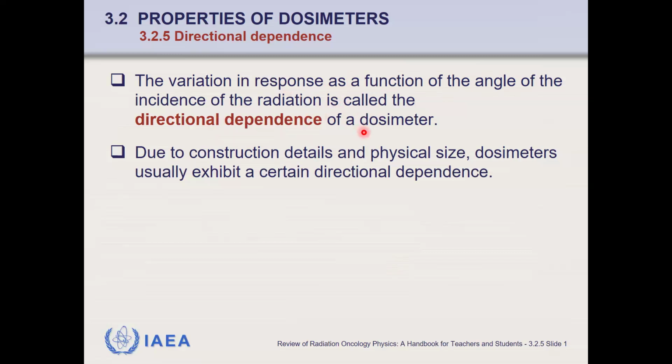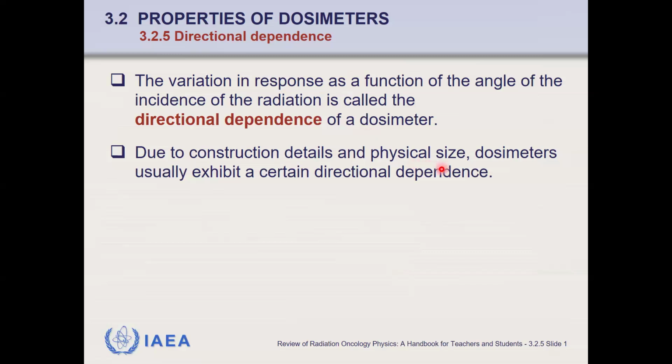So here we can talk about the internal design and construction of the dosimeter. The internal design can influence its directional response. For example, certain dosimeters may have components that interact differently with radiation depending on the angle of incidence.